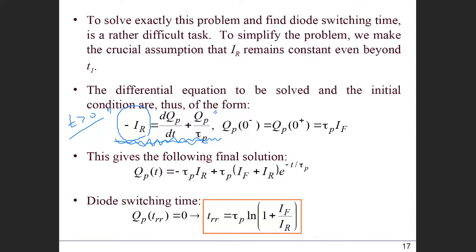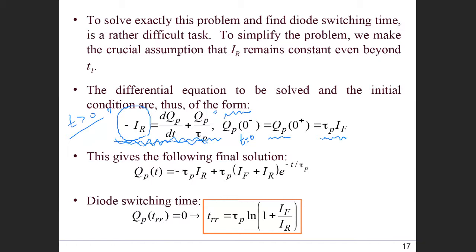Now, as a boundary condition, before t equals 0, the diode was applied with a constant IF. So from there, we can have the charge in the diode approximated as tau P IF, the same way as we did before. This serves as the first boundary condition for our case.